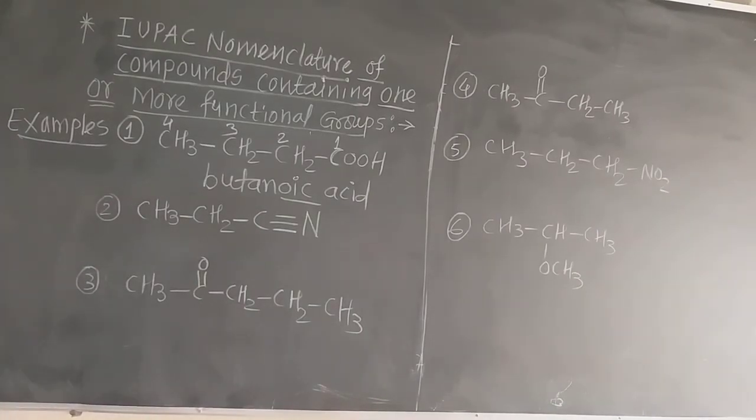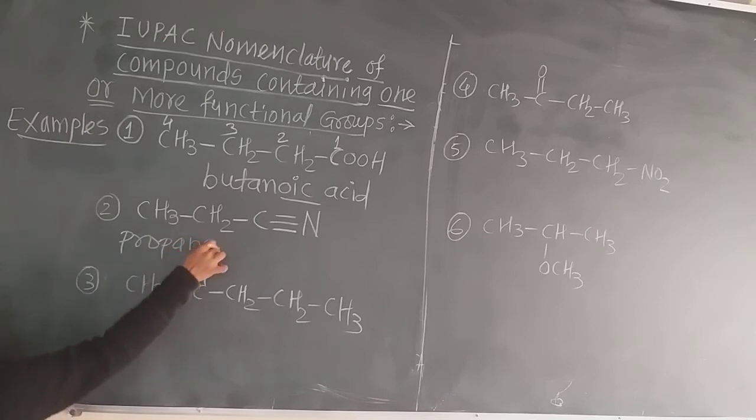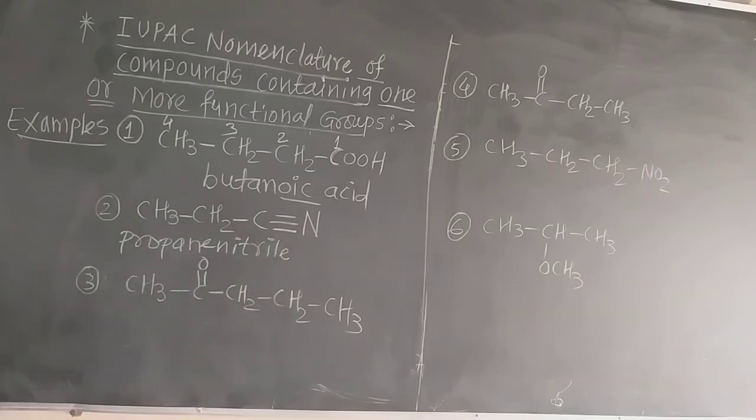Now see the next, that is the C triple bond N, the cyanide group. But here there is only one functional group, so we only use the suffix, and as it contains 3 carbon atoms, how is the name given? Propane nitrile. Write the word propane completely as propane because of 3 carbon atoms, and the suffix is nitrile. So it is propane nitrile. The name of this compound is propane nitrile. Remember that.